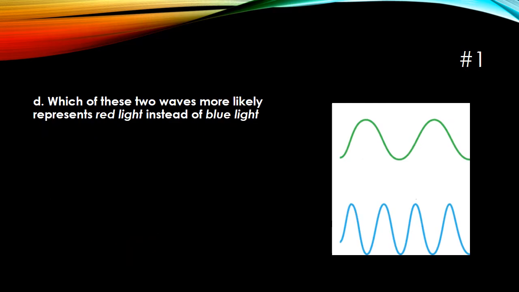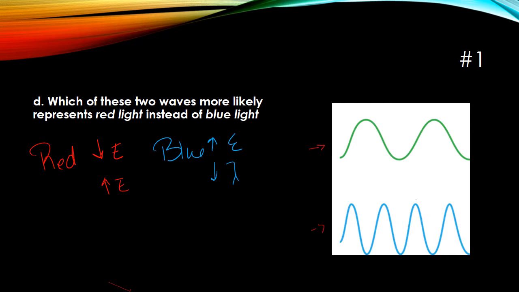This question's asking if you understand the relationship between the colors of light and wavelength. One of the things that you should know is that red light has a lower energy than blue light. Blue light has a much higher energy. If that's true, that means blue light must have a lower wavelength, and red light would have a higher wavelength. So if you looked at these two waves, which one would be red? Well, I hope you said A, because that is correct.